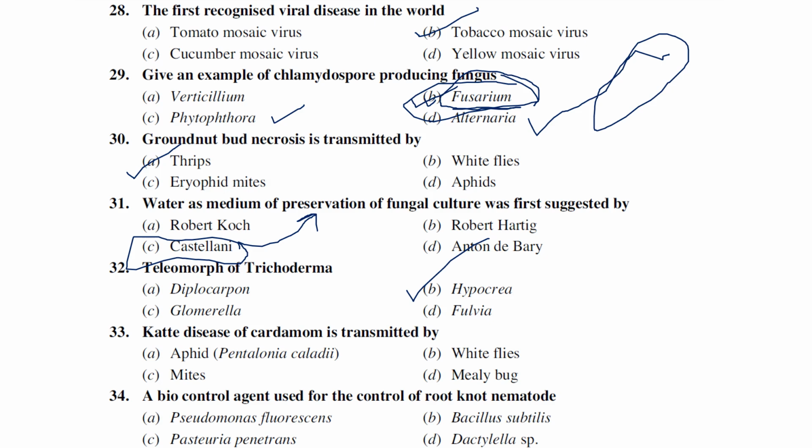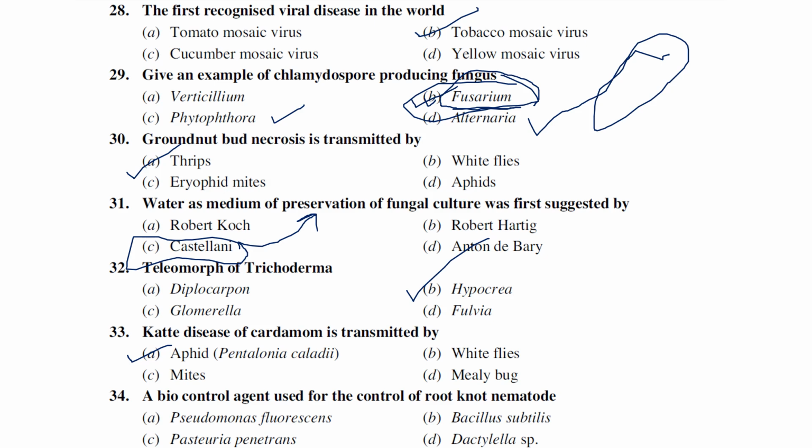Katte disease of cardamom is transmitted by: Pentalonia caladii, whiteflies, mites, mealybugs. This katte disease of cardamom is transmitted by black aphids, Pentalonia nigronervosa and also Pentalonia caladii. Not only katte disease of cardamom, banana bunchy top is also transmitted by these black aphids, Pentalonia nigronervosa.